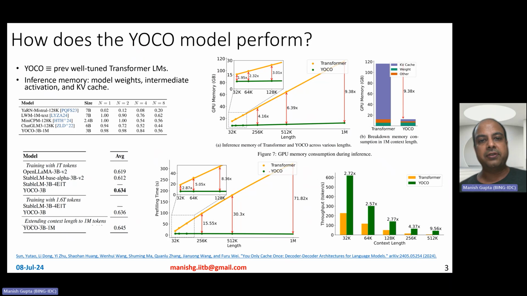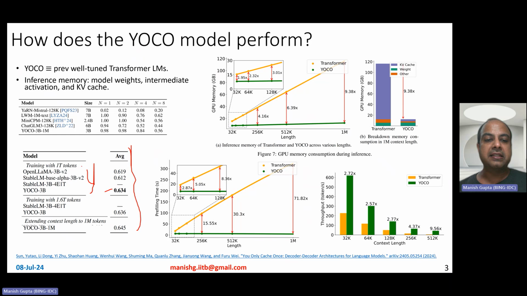So of course, the first thing to evaluate is that, hey, is it accurate enough or not? So what these guys did was to evaluate it on a large number of NLP tasks. Of course, I've not shown all of those NLP tasks here, but they compared it with other popular transformer-based models like OpenLlama and StableLM, and then they observe that on average across these tasks, YOCO does reasonably well. Essentially, 6.634 is really reasonable in comparison with the other two models, OpenLlama and StableLM.